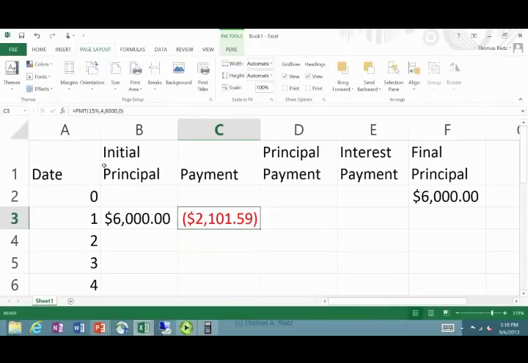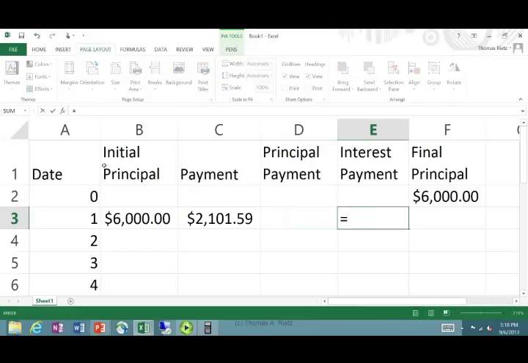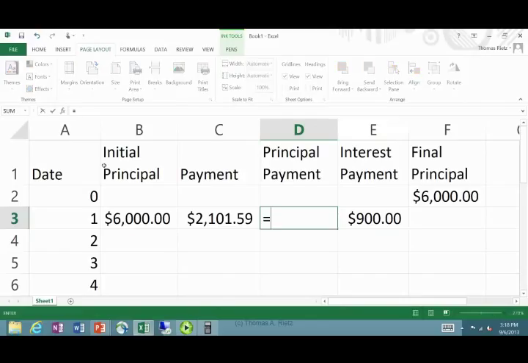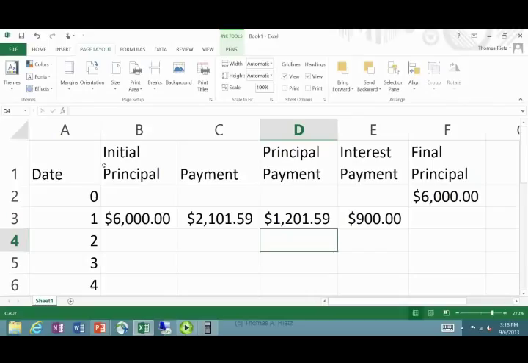Notice it's the same thing as we get on our calculator, but it reverses signs, so I'm going to go back and hit a minus sign here because that kind of confuses me. Now this payment is split into two parts. Part of it pays principal and part of it pays interest. Well, the interest payment is just the initial principal times the interest rate, 15%. $900. Well, that's what our calculator said too. And the principal payment is whatever amount of the payment, 2101, doesn't go to pay interest, 900. So just subtract them, you get 1201.59. That's exactly what the calculator said too.